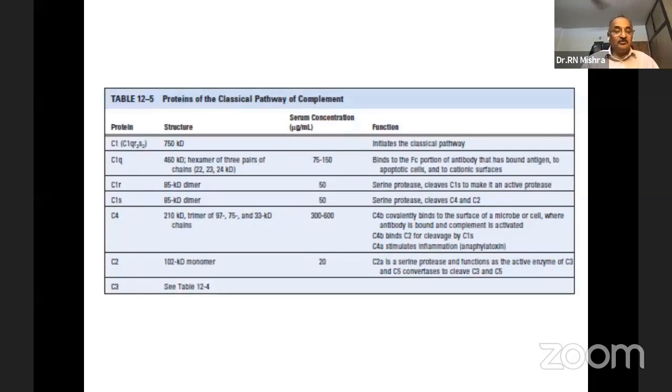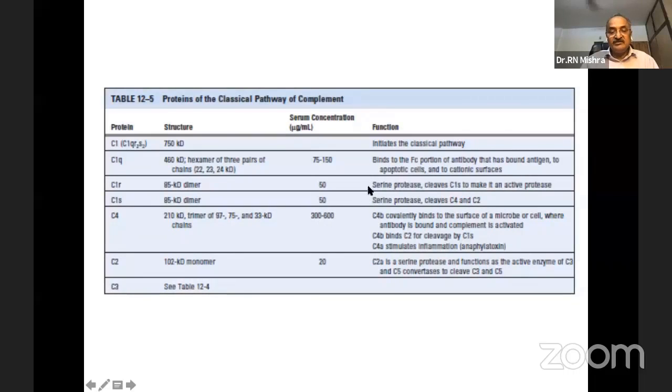Here we will go back a little to find out what the proteins in the classical pathway are, the early activation. C1q is a big protein of 750 kilodaltons that initiates. C1q is a hexamer of 3 pairs of chains, C1r, C1s. C4 comes next in the sequence, and then C2.